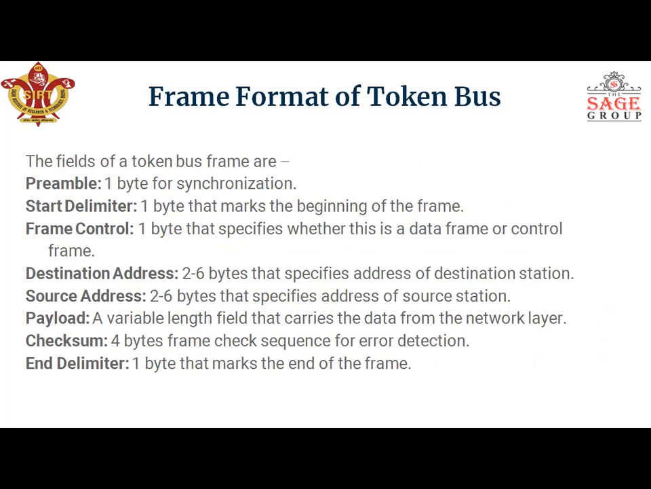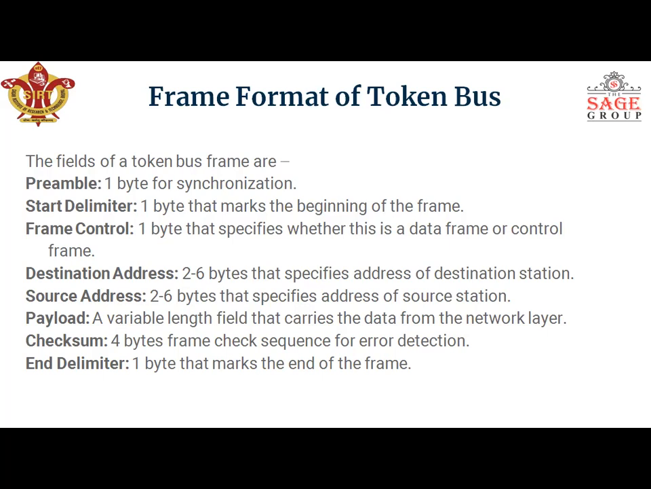First, if we want to understand what a preamble is, basically it is a 1 byte field used for synchronization. The start delimiter is also a 1 byte field that marks the beginning of the frame. Then the third one is frame control, again 1 byte long, that specifies whether this is a data frame or a control frame. So that field contains the frame control information.